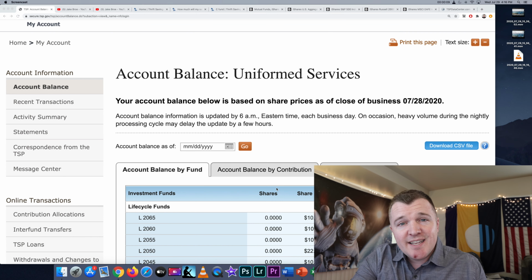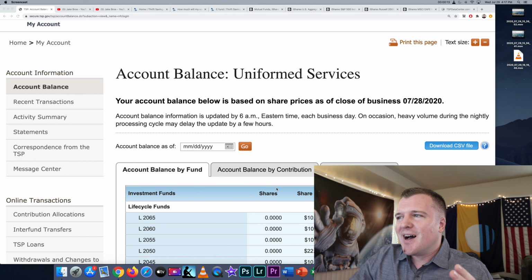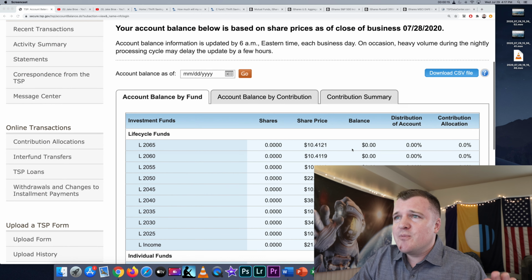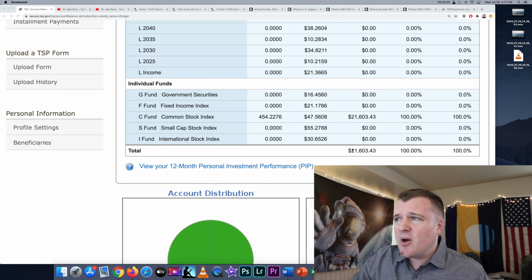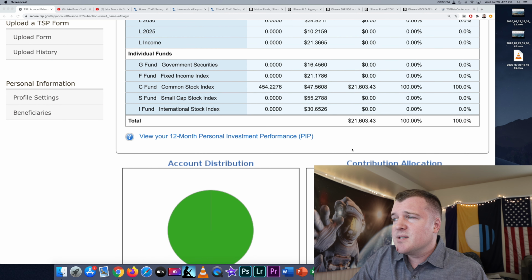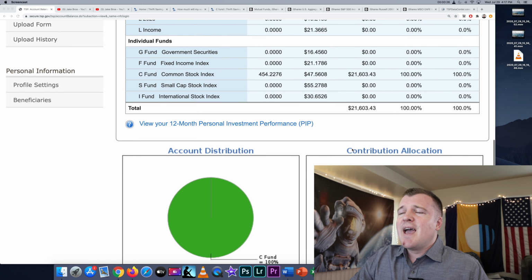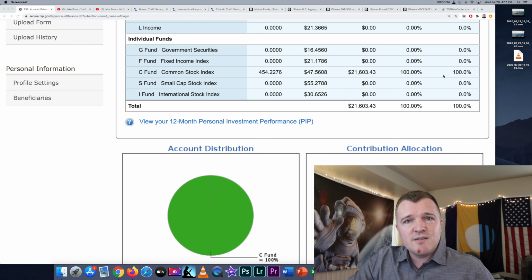Okay, I've logged in and I'm going to try not to flash my personal information to you, but I am comfortable showing you my account balance. I think this is really important for people to talk about and think about. Currently, I have about $21,603. And as far as the individual funds, you'll see here I am just 100% in the C fund. That is the S&P 500 index funds. Objectively, this is the best performing fund offered.